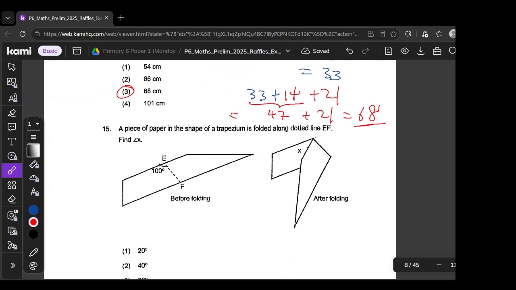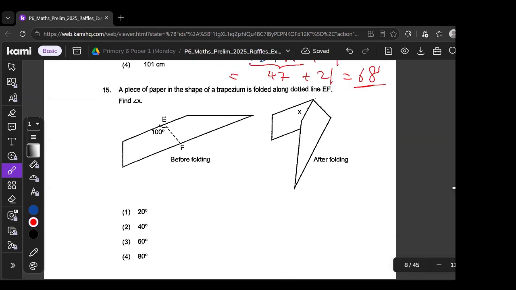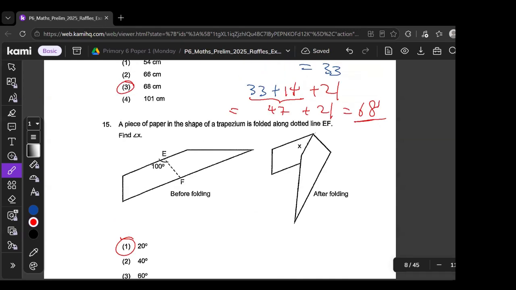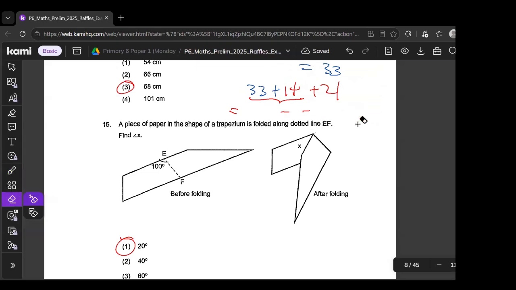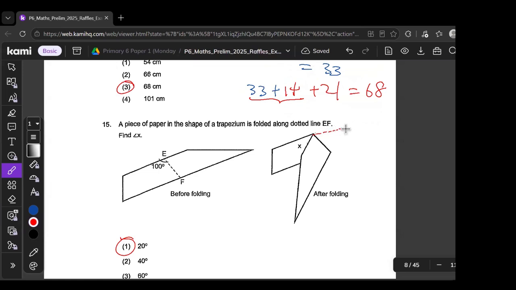All right, last question. Question number 15. Now, question 15, I hope you can get the answer already. Answer is 1. You need to unfold it. Okay, you have to unfold it. Let me erase this part. Okay, when you see a paper being folded, by now you should be very good already at unfolding. Okay, unfolding. Something like that. Unfold it.